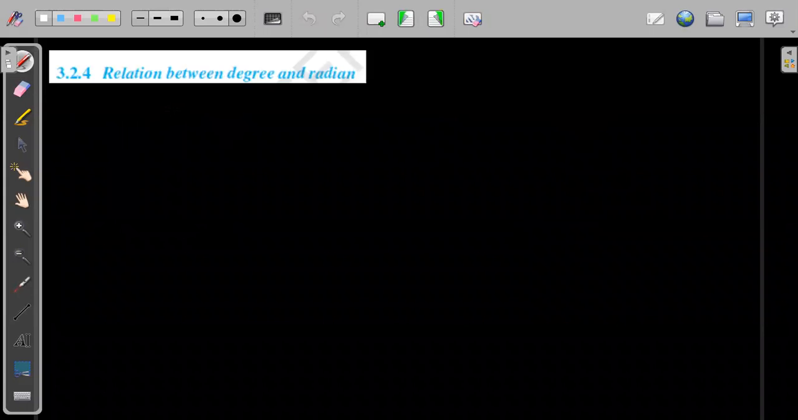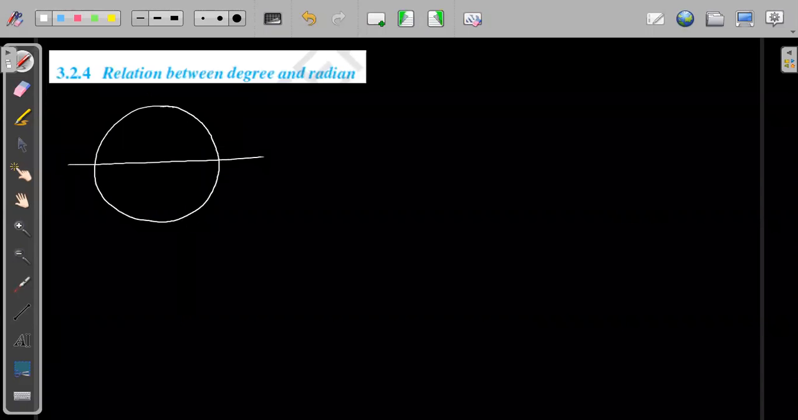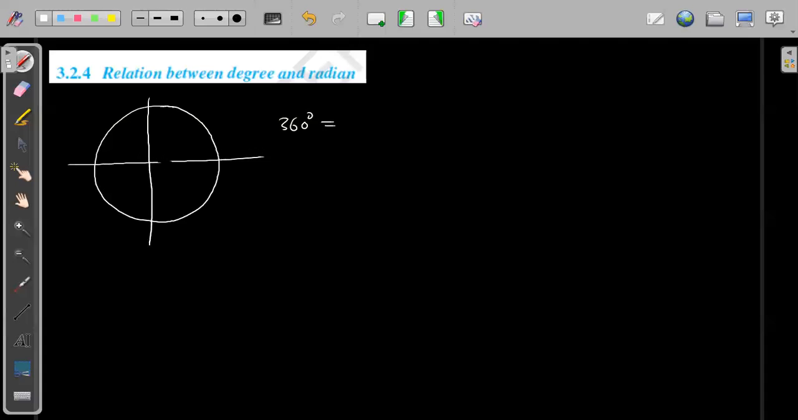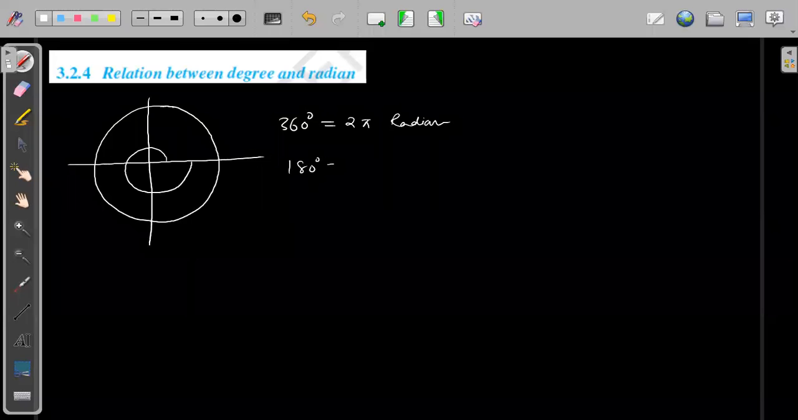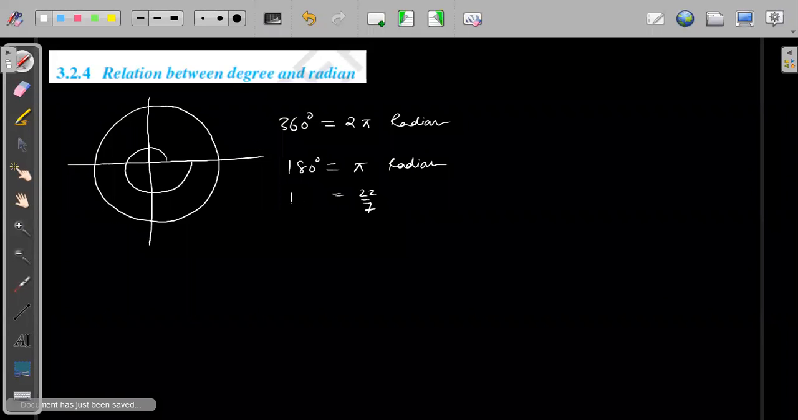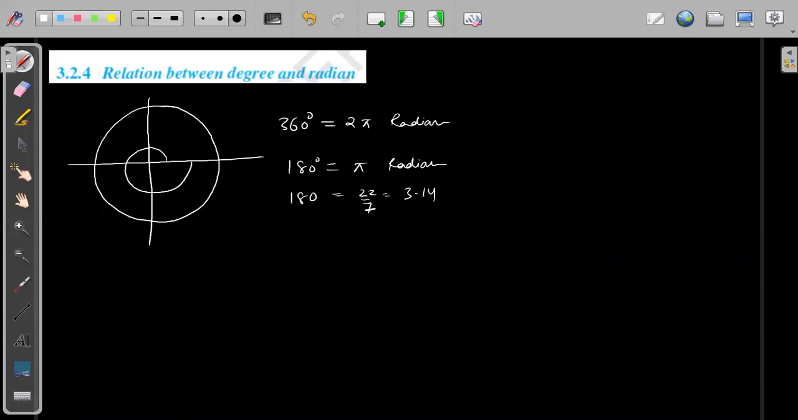The best way to remember is that in a circle you have 360 degrees. How many radians do you measure this as? 2 pi. So 360 degrees is equal to 2 pi radian, which means 180 degrees is equal to pi radian, right? And the value of pi is 22 by 7, approximately 3.14.